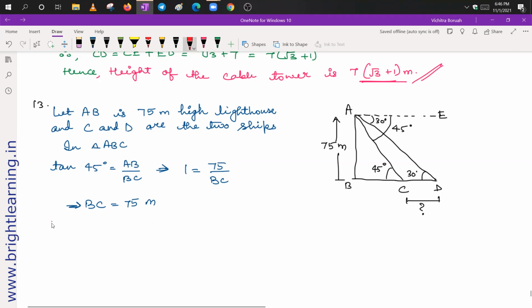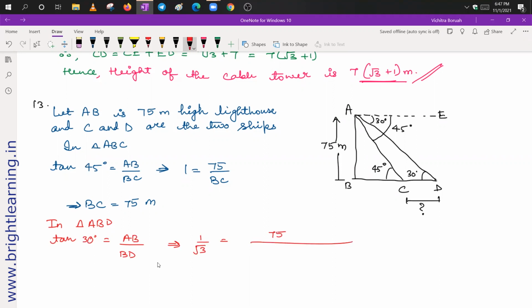Now next we will take this whole triangle, that is triangle ABD. In triangle ABD, again if you take the tan ratio, that is tan 30 degrees, tan 30 degrees is equal to perpendicular, here AB, upon base BD. Now in place of tan 30 degrees I can write 1 upon root 3. It is equal to AB, which is 75, upon BD, and I can write BD as BC plus CD.